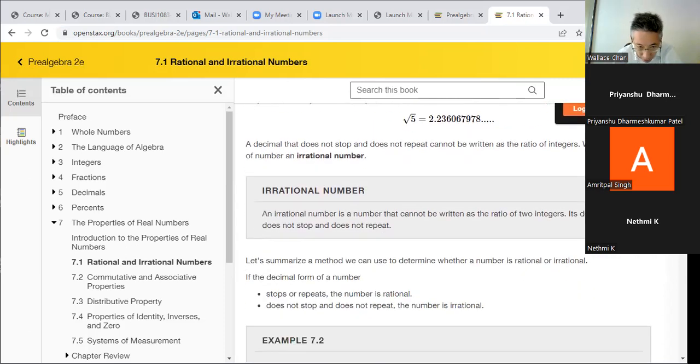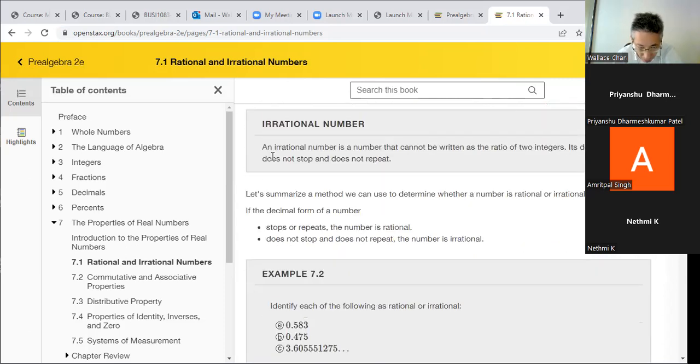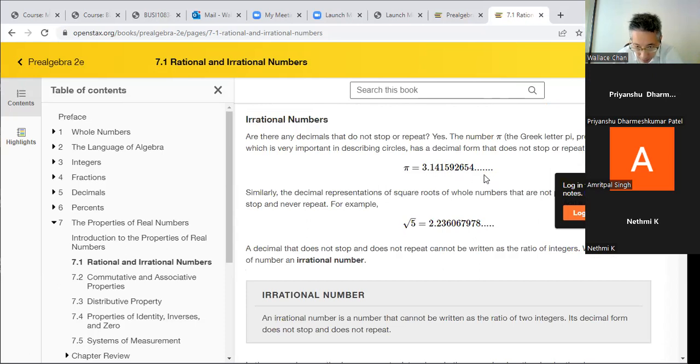If you take a look at this definition here: an irrational number is a number that cannot be written as the ratio of two integers. Its decimal form does not stop and does not repeat. Not only does it not stop, but it does not repeat.